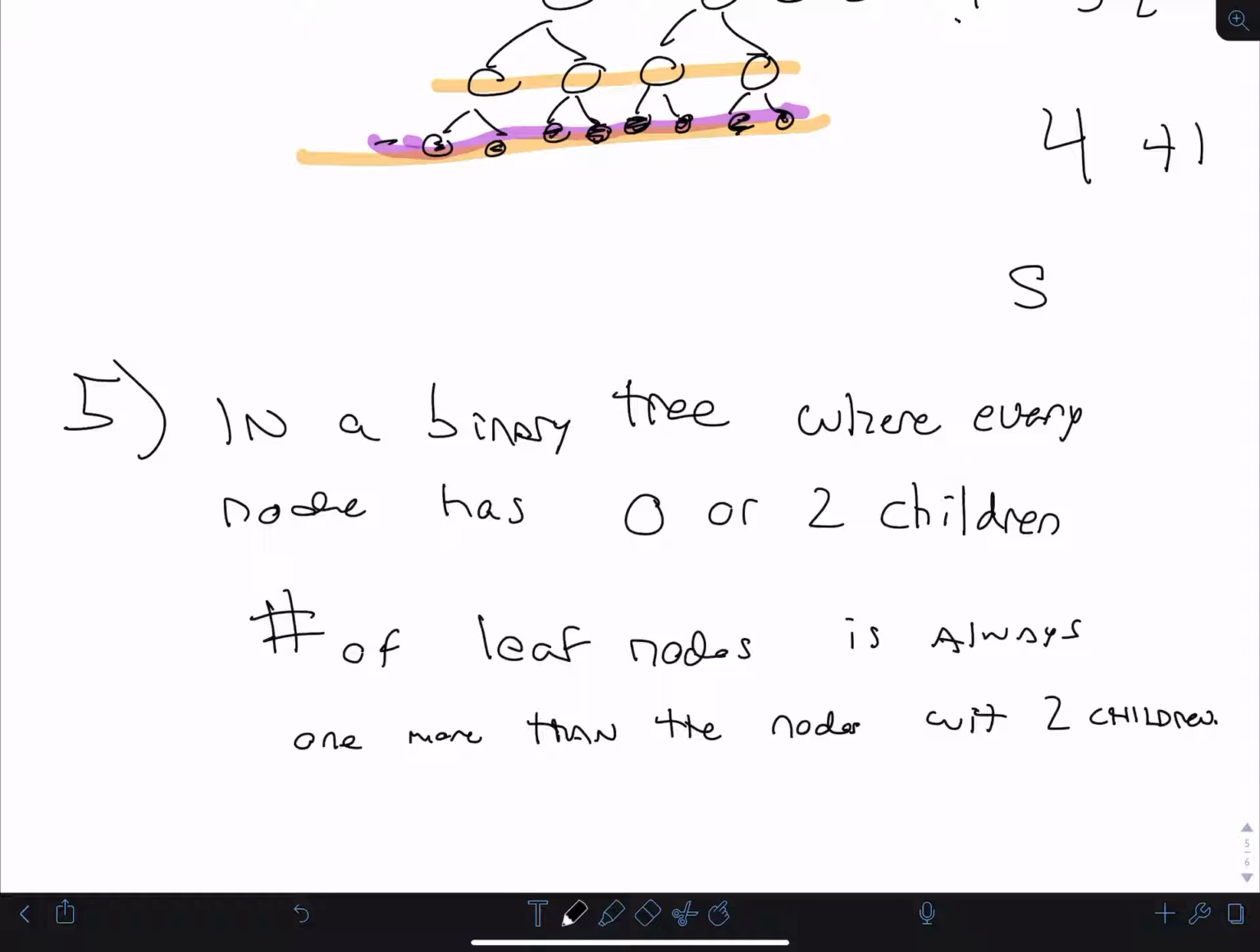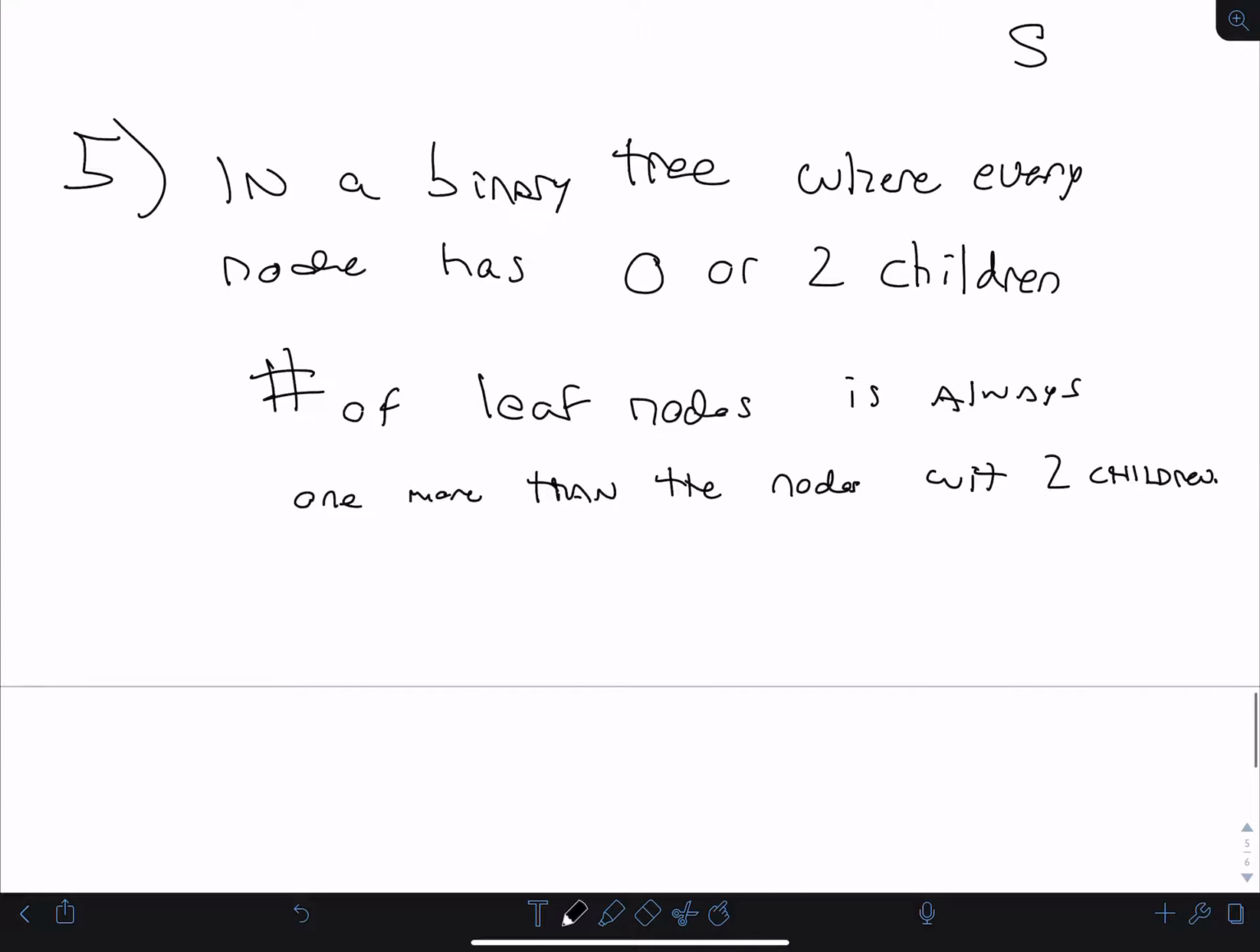Okay, so this is saying in a binary tree where every node has 0 or 2 children, that basically means you see none of these that have 1 child. Everything is either no children or 2 children. In that case, if we add up all the leaf nodes, there are always going to be one more than the parent nodes that have two children.